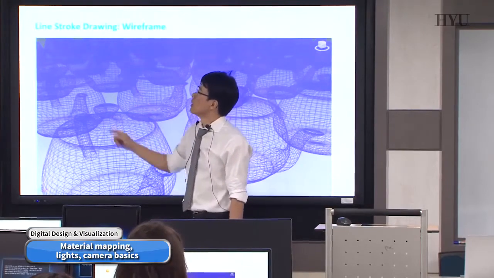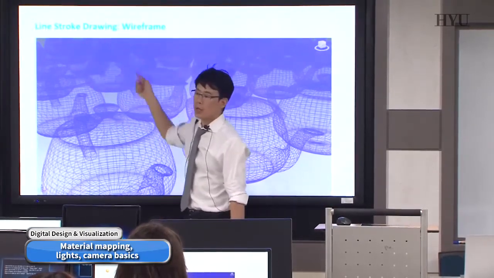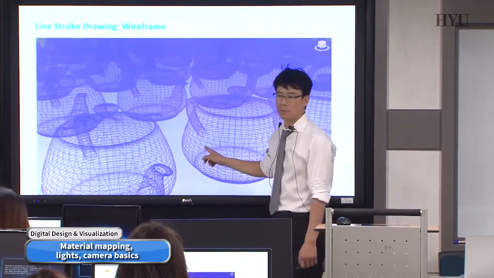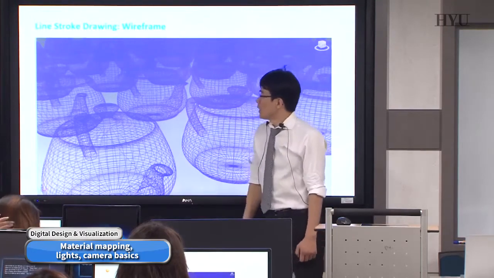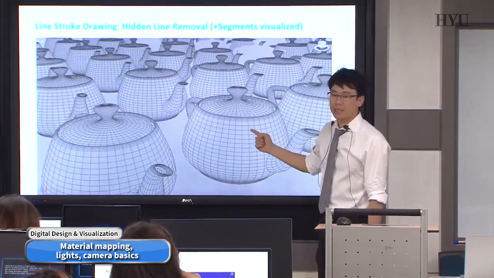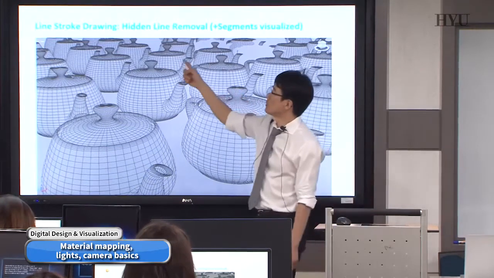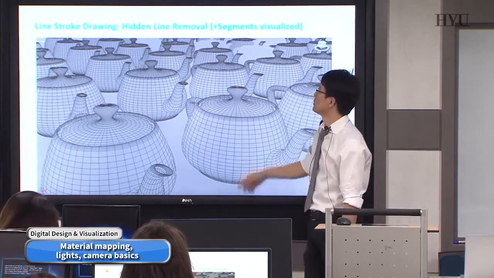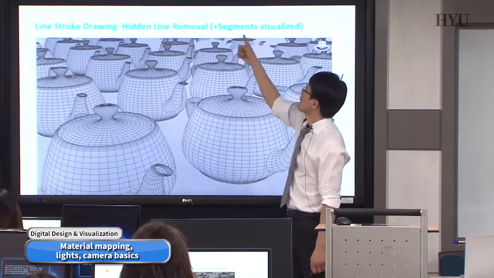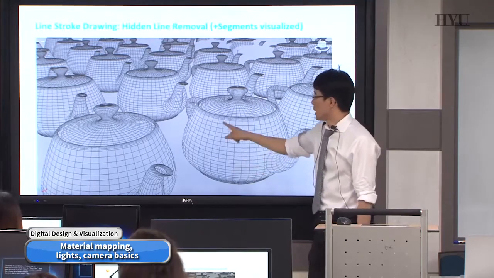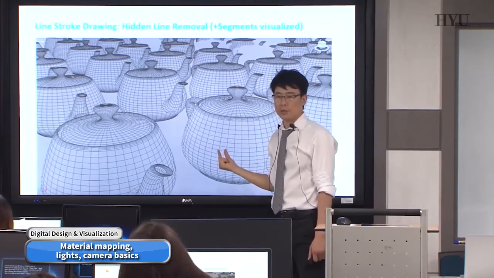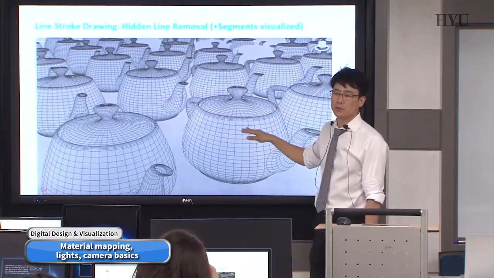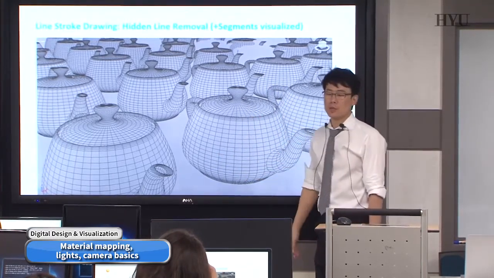In this case, it's a line stroke drawing, okay? Line stroke drawing, but its name is wireframe, okay? If you remove hidden lines, then that's going to be another line stroke drawing, but hidden line removal, okay? Hidden line removed, line stroke design, plus segments visualized. The lines, polygons here, they are segments, okay? If you put more segments, this is going to be smoother. That's the principle of segments.